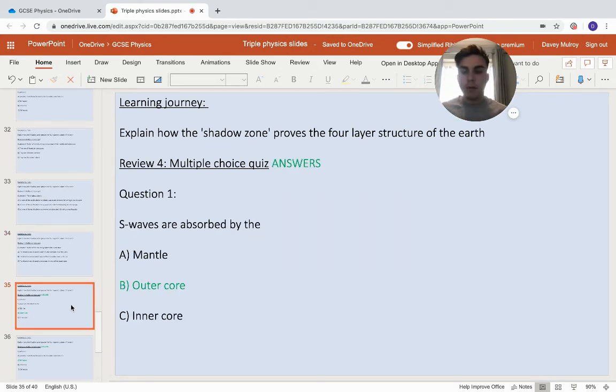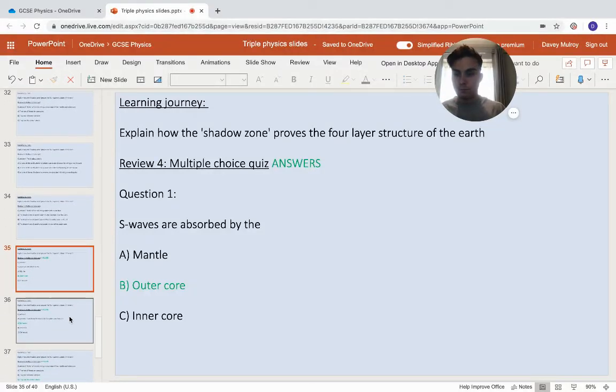Okay, we're going to go through some answers. So question number 1, S waves are absorbed by the B, outer core. Remember, S waves can't go through a liquid. Mantles are solid, inner cores are solid, which means the outer core must be absorbing them.